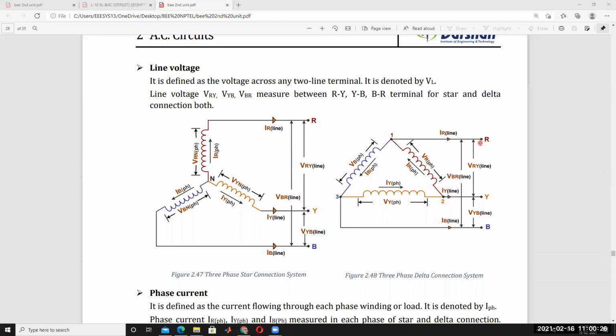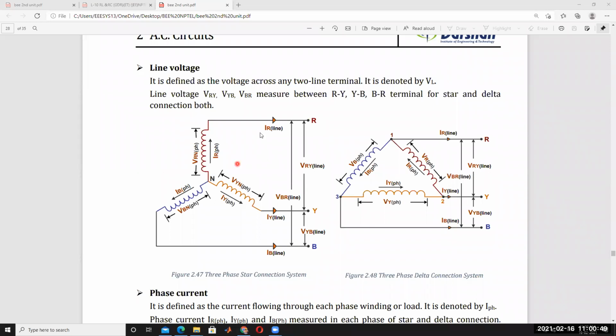But in a delta connected system, your line voltage is between R and Y, and here 1 and 2 is connected to the phase voltage. Both are connected in parallel. That's why the voltage is the same here. That's why phase voltage is equal to line voltage in a delta connected system. But in a star connected system, phase voltage is not equal to the line voltage. Okay, understood. That is from the voltage point of view.